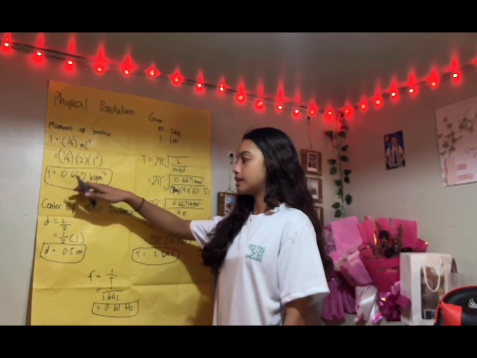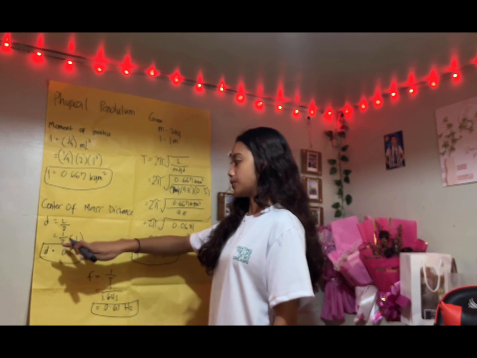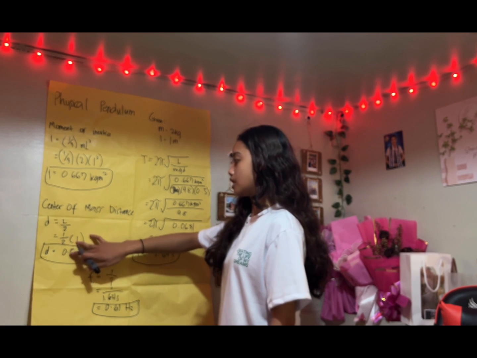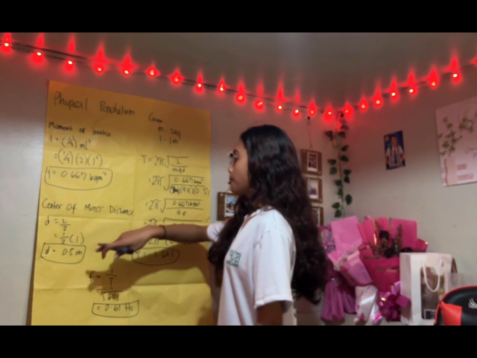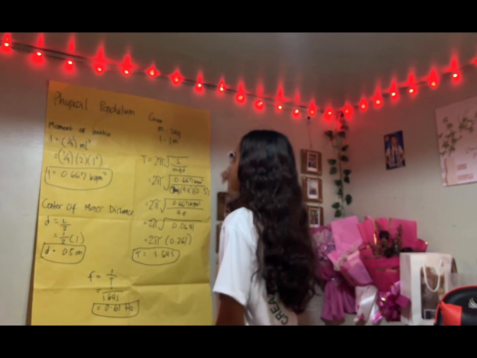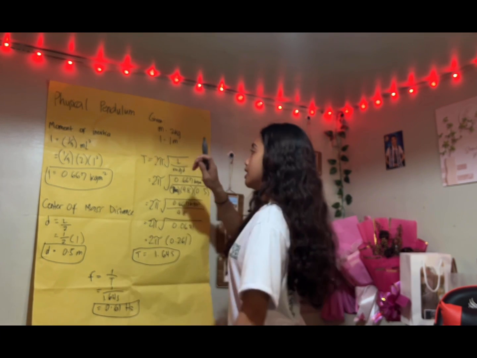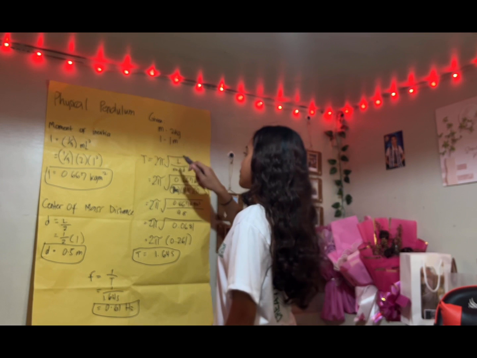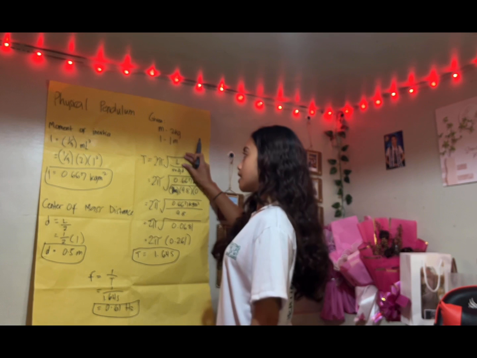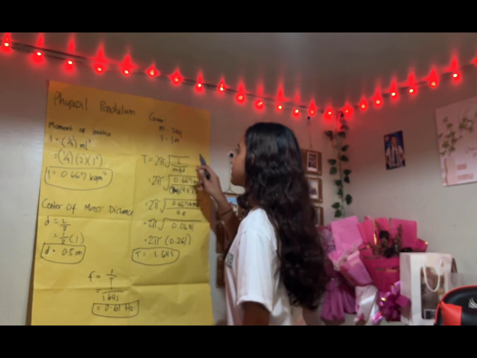Next is our center of mass distance. Our formula is d is equal to L over 2, which is 1 half times 1, that is equal to 0.5 meter. So let's proceed to T is equal to 2 pi square root of I over mgd. This is the formula for the physical pendulum period.